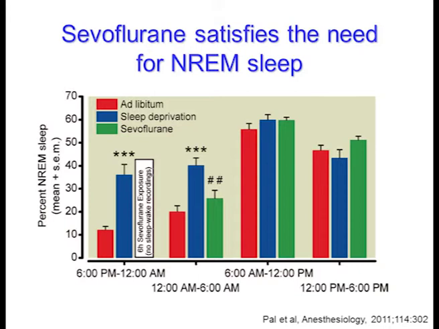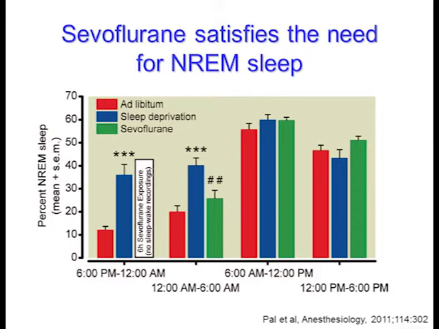So let me just take you through this. This is for non-REM sleep. The red bar is the group that had no sleep deprivation. So here's their non-REM sleep. You can see this is later in the day, and at night, again, the animals are nocturnal, so they're going to be more awake during this time. And then during the light phase, that sleep goes up, because that's when they like to sleep.